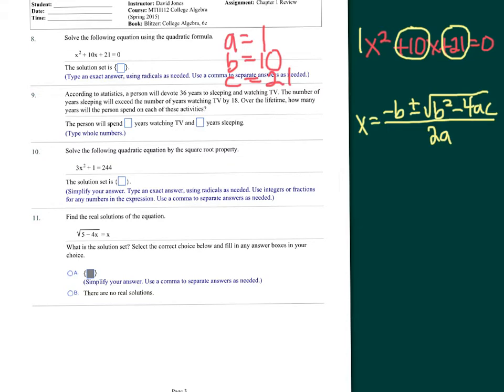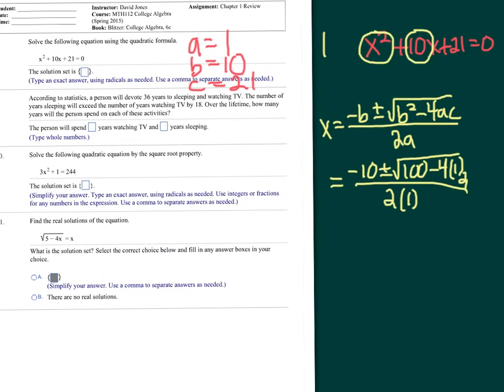Just going to plug those into the formula. So we've got negative B, which is a minus in front of B, plus or minus the square root of b squared, which is 10 times 10, or 100, minus 4 times a, which is 1, times c, which is 21. All over 2 times a, which is 1. Okay, so going a little bit further, that should be 21 there.